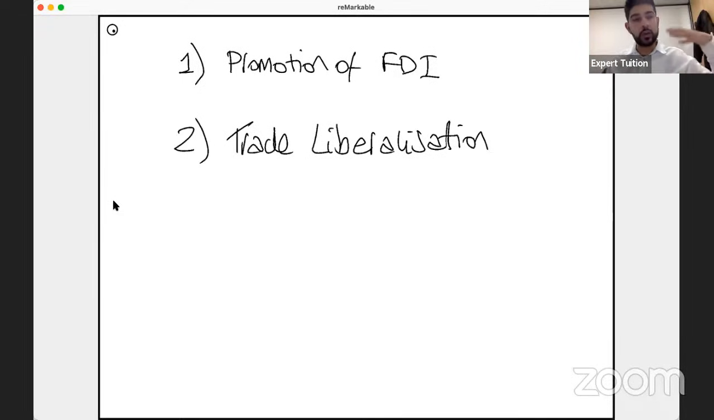You can specialize. You can have a more efficient allocation of your resources. You can operate outside of your PPF. You can go crazy, right? It's amazing stuff that you could talk about here, right?